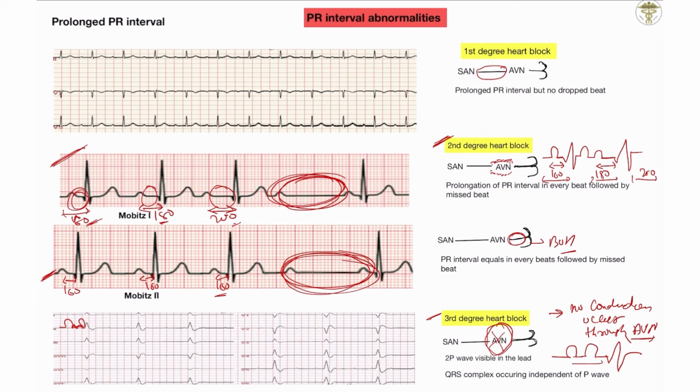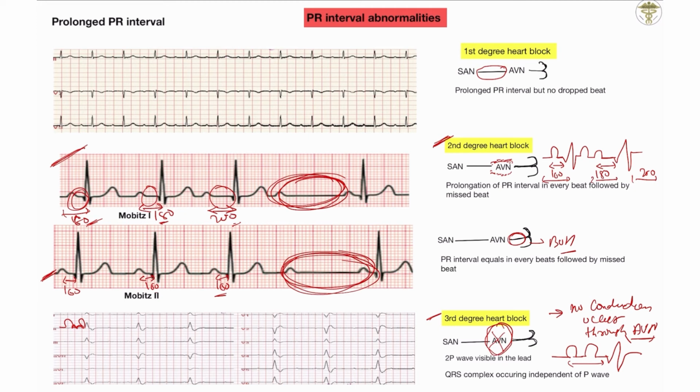This type of P wave appearance occurs in the third degree type of heart block, and the QRS complex is independent of the P wave. Here there is no dependence of the QRS complex on the P wave. So this is the third degree type of heart block. It is also called complete heart block, because no conduction occurs through the AV node.